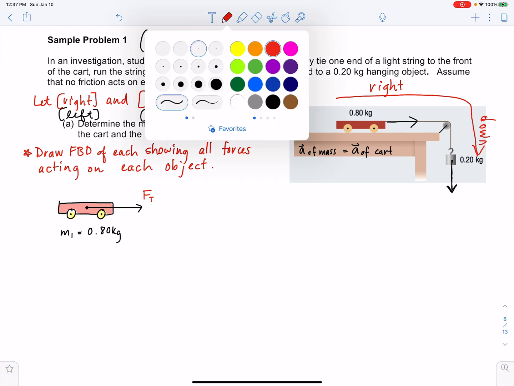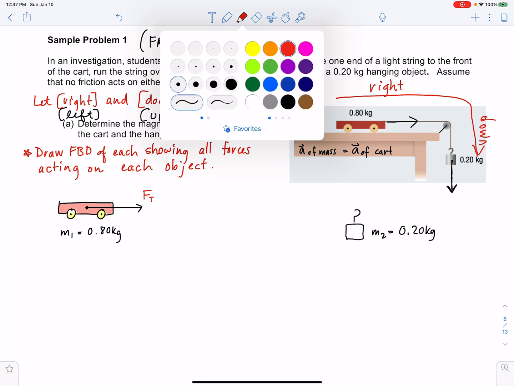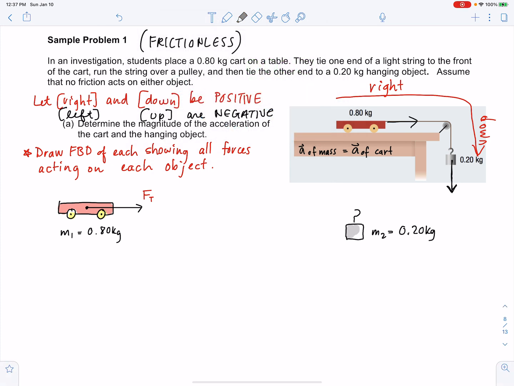We'll do the same thing for the hanging mass. Call this M2 and it's 0.20 kilograms. I'm going to color it in just so you know what we're talking about. I'm sure you already do. And we said that the force of gravity is going to pull this object down. And the force of gravity is equal to mg. In this case, it's m2g.